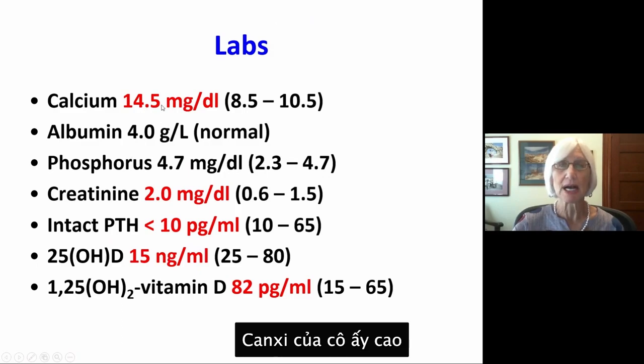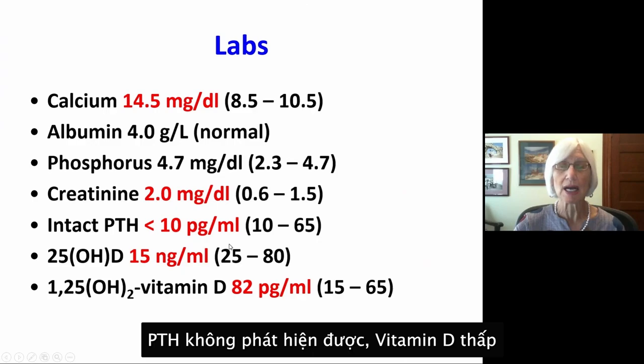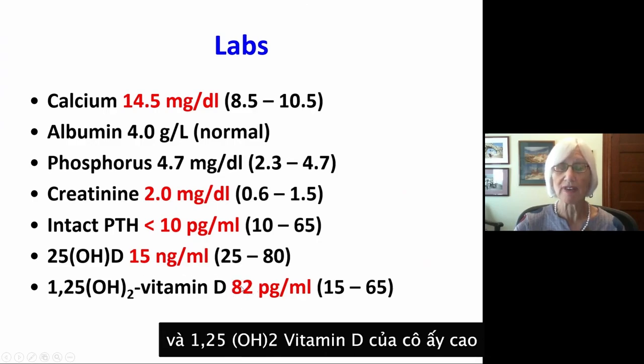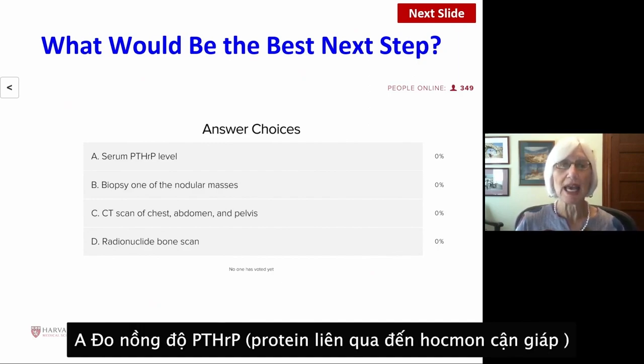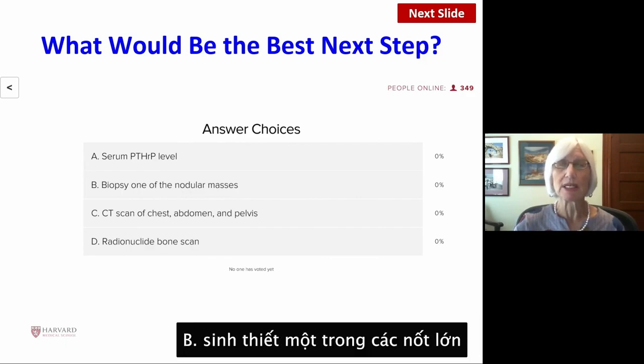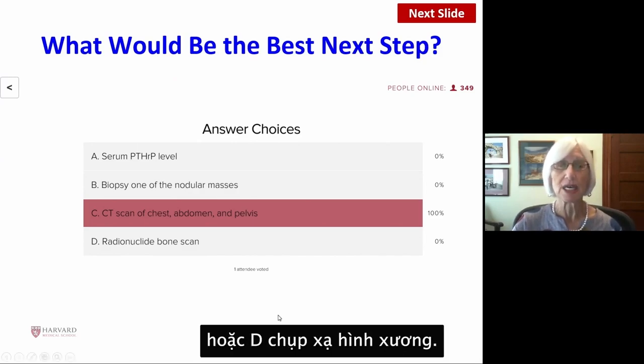Her calcium is high. Her creatinine is high. PTH undetectable. Vitamin D is low. And her 1,25 dihydroxy vitamin D is high. So what would be the best next step for this patient? Would you A, measure PTHrP, B, biopsy one of the nodular masses, C, do a CT scan of her chest, abdomen, or pelvis, or D, a radionuclide bone scan?